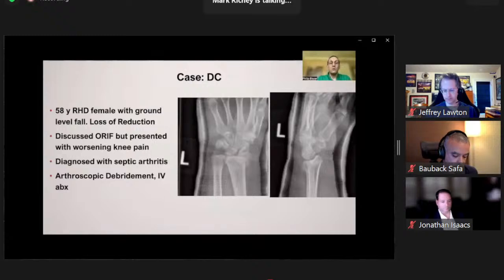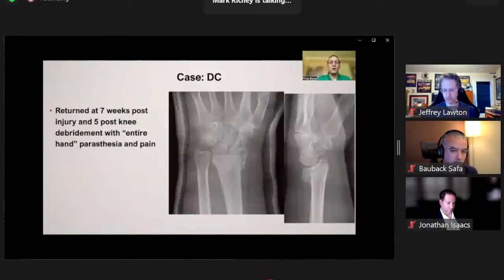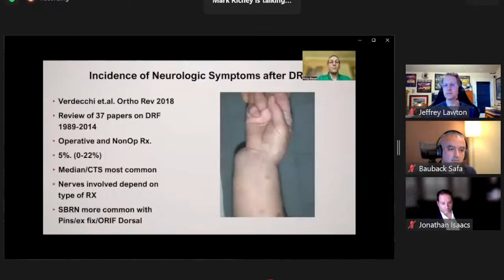We discussed surgical treatment for her injury, but she actually presented with worsening knee pain. Ultimately, she was diagnosed with a septic arthritis by one of my partners and treated with arthroscopic debridement and IV antibiotics. So I lost track of her for a period of time. She returned to see me at 7 weeks post-injury and 5 weeks post-knee debridement with her entire hand paresthetic and painful.